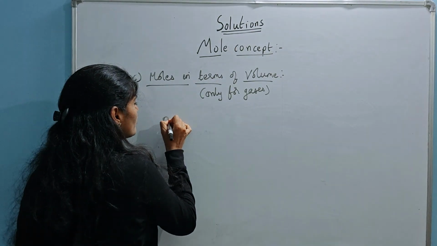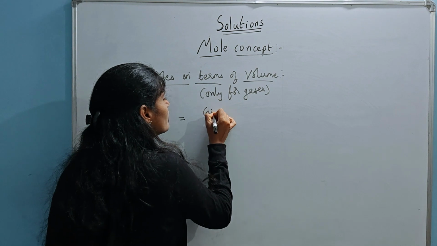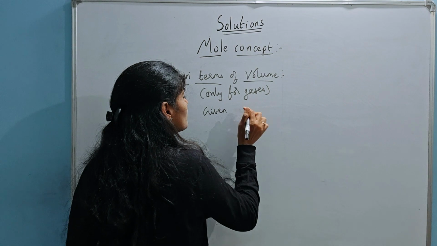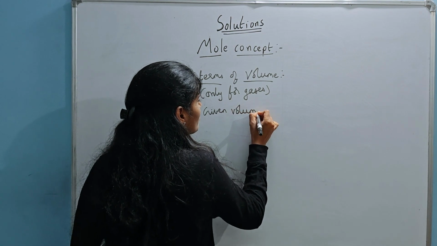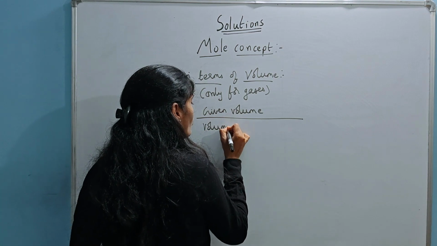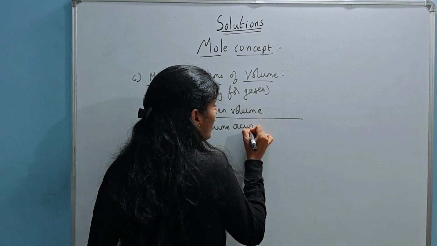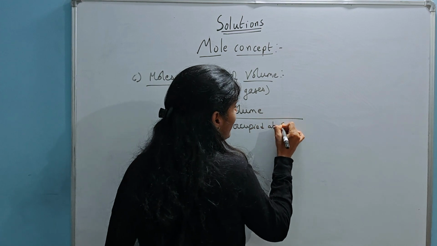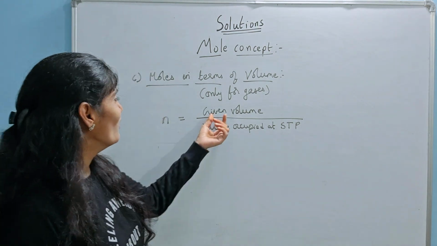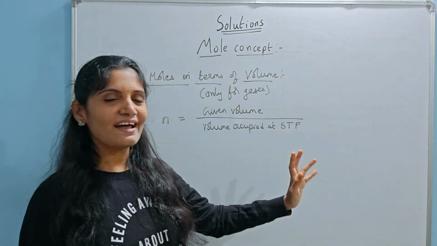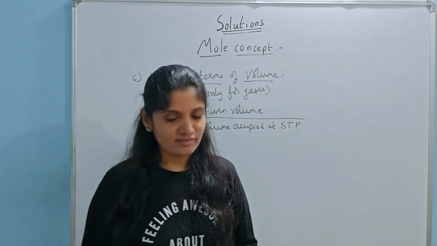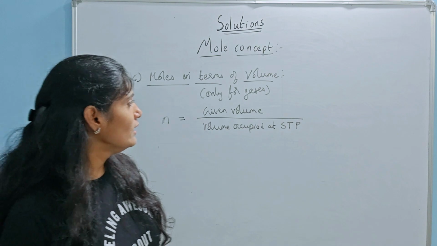Number of moles is equal to given volume divided by volume occupied at STP. Okay. Now, the given volume of the particular gas will be there in the question. Then what about the volume occupied at STP? Now, I will go into a little bit of detail about this.